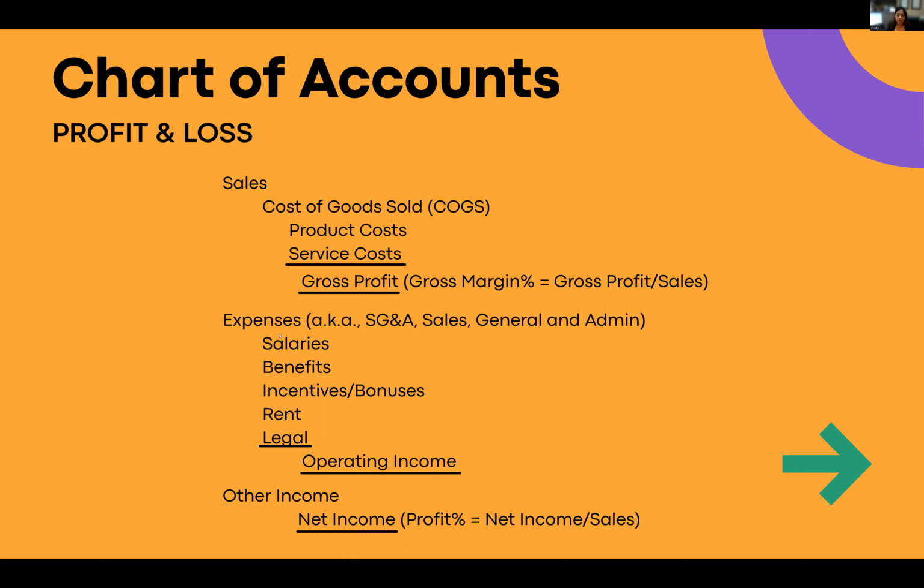Now for the expenses, so these are your sales, general, and admin. So it could be your salaries, benefits, bonuses, rent, legal, office expense. All those will fall under operating expenses. So you subtract your operating expenses from the gross profit. That is your operating income. And then if you have other expenses here, you subtract that to come up with the net income.